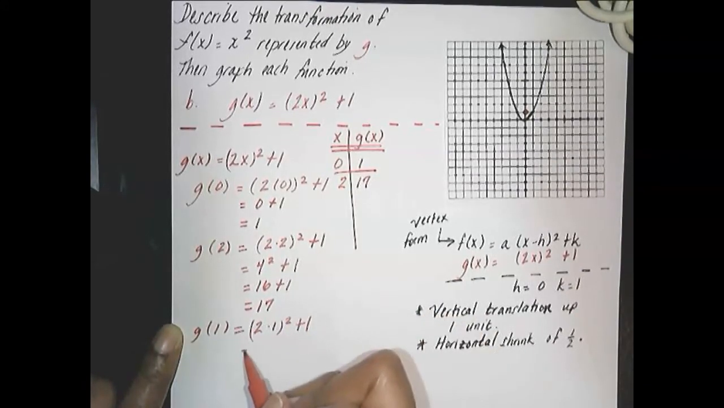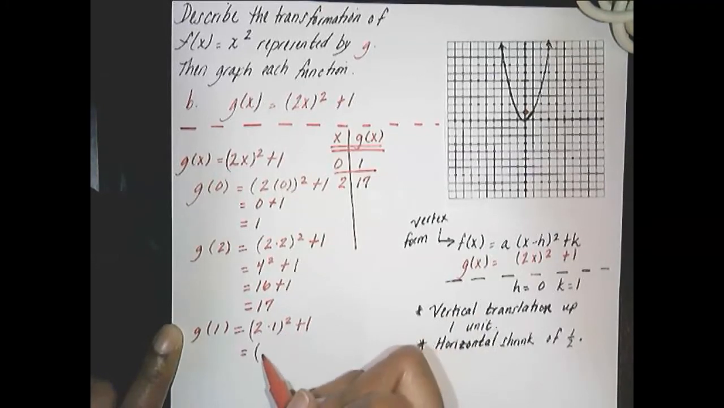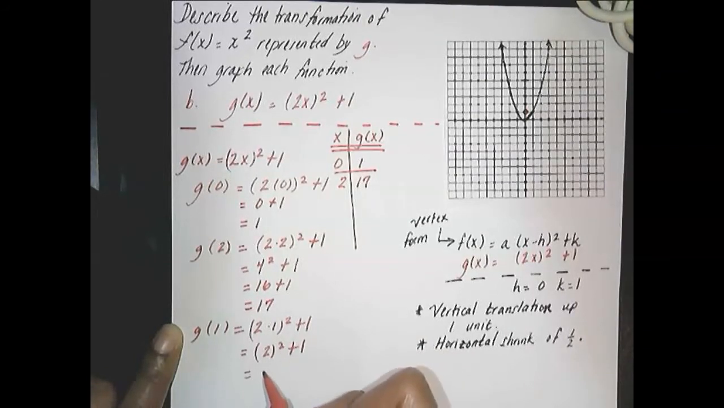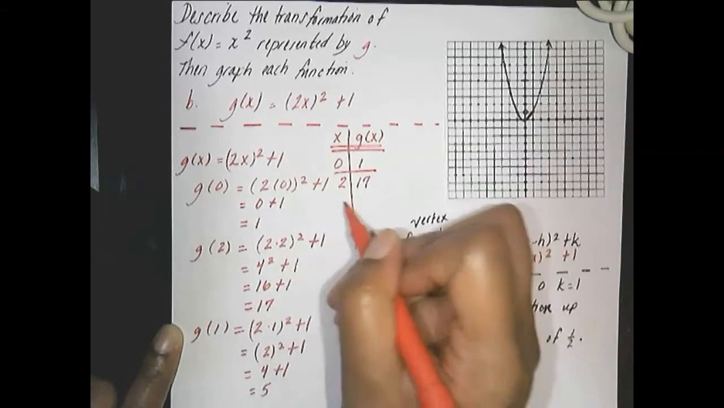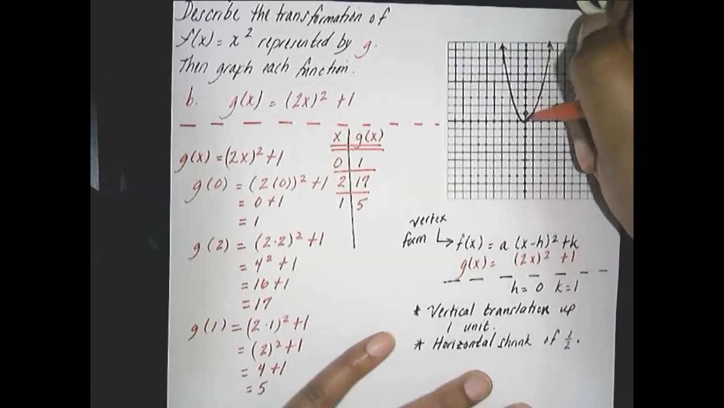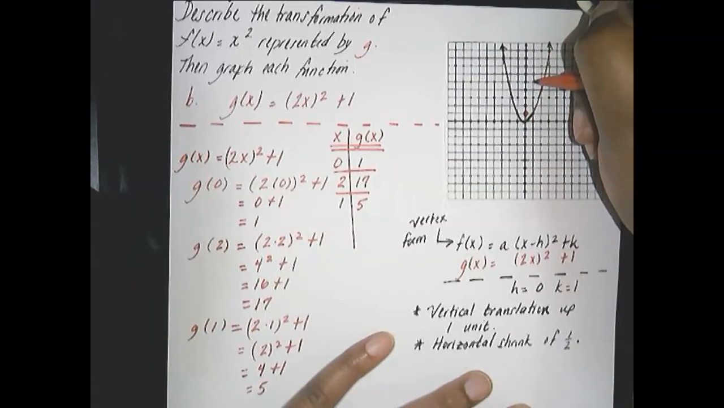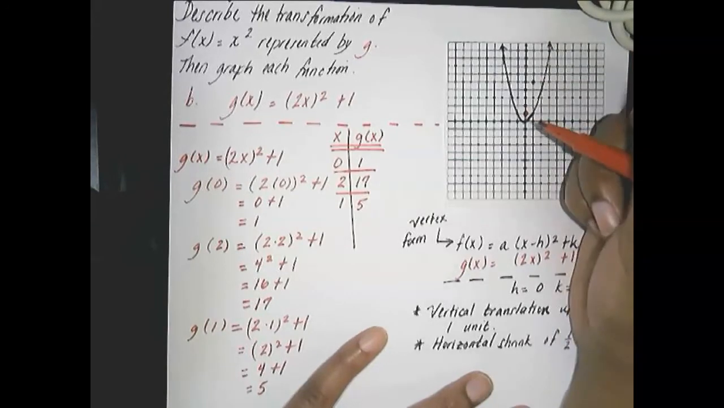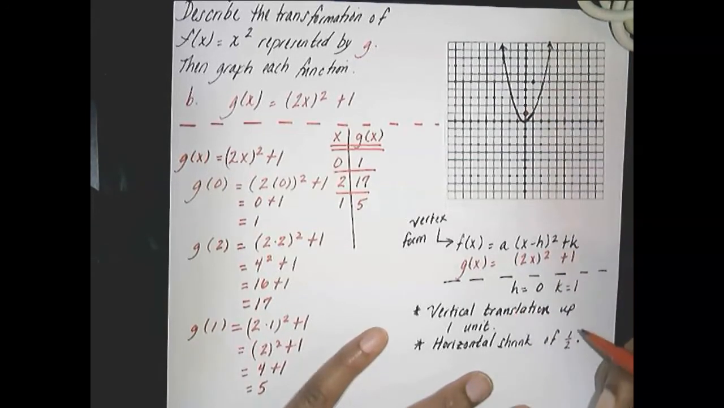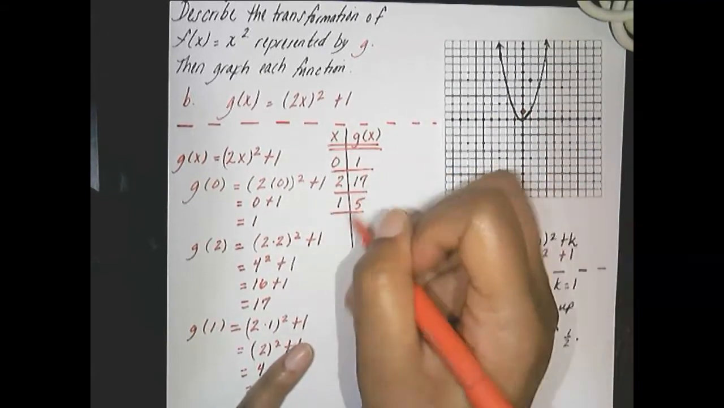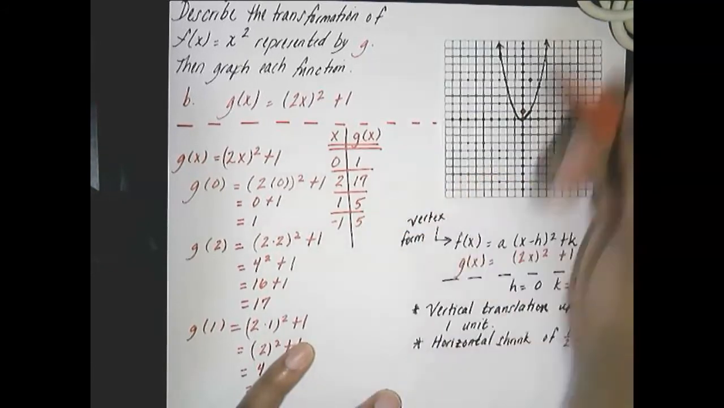Let's go. 2 times 1 is 2, so that gives us 2 squared plus 1. 2 squared is 4, so 4 plus 1 gives us 5. So at (1, 5), we have a point. Let's see, 1 and 1, 2, 3, 4, 5. If I have a point at (1, 5), we did not shift to the left at all, so this should be symmetric about the y-axis. So I'd also have a point at (-1, 5).